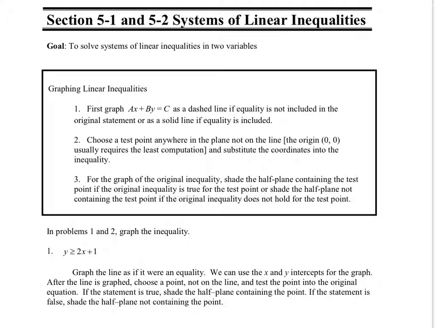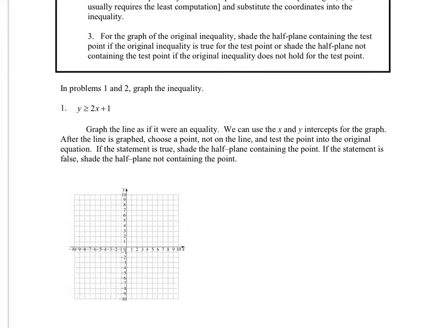In order to determine where you shade when there's an inequality, you can choose a test point anywhere that's not on the line, and if that point, when you plug it in, gives you a true statement, that would mean that's the half plane of the line that needs to be shaded. If, on the other hand, you plug it in and it isn't a true statement, it's false, then you need to shade the other part of the graph. We're going to practice these together. It will make more sense, I'm certain, as we go through and do it.